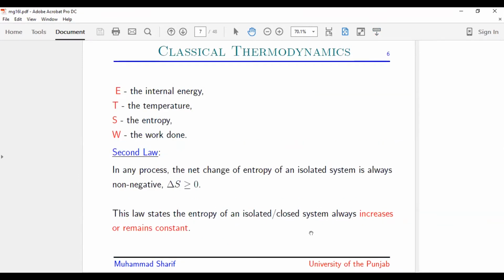Second law: in any process, the net change of entropy of an isolated system is never negative. That is, delta S is greater than or equal to 0. So this law states that the entropy of an isolated or closed system always increases or remains constant.